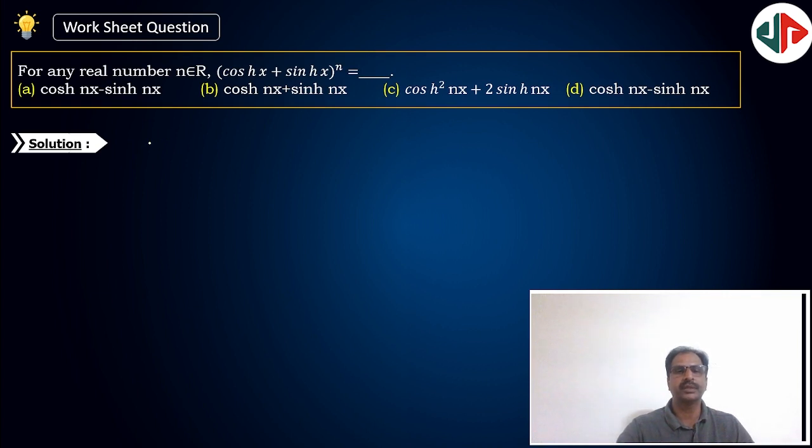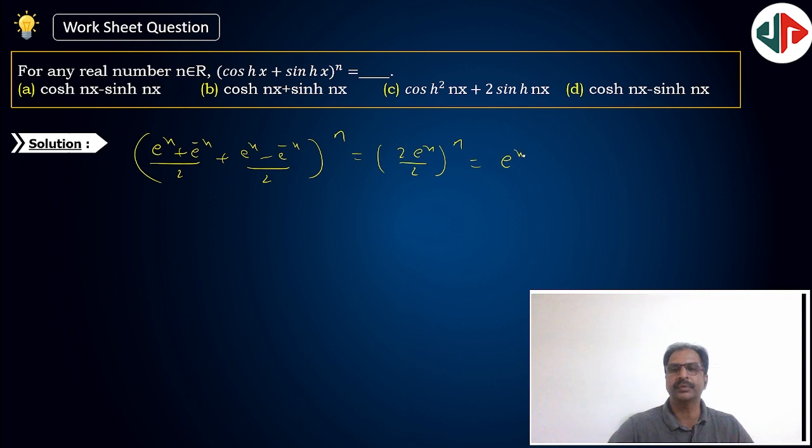Cos hx plus sin hx whole power n. What is cos hx plus sin hx whole power n? After taking LCM, you will get 2e power x by 2, which is e power x whole power n, which is e power nx.